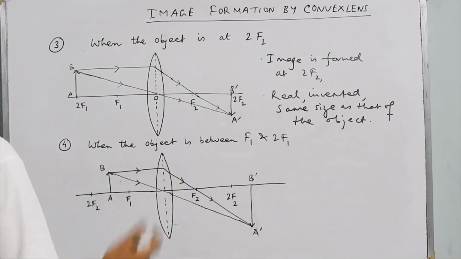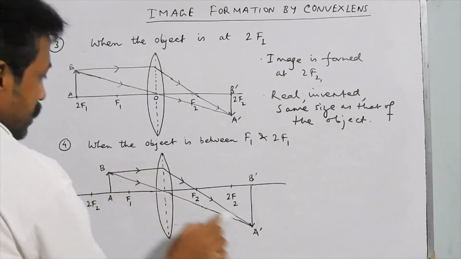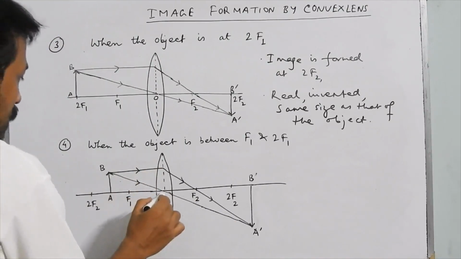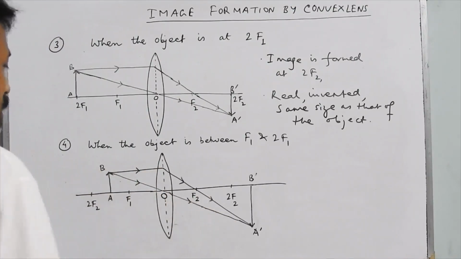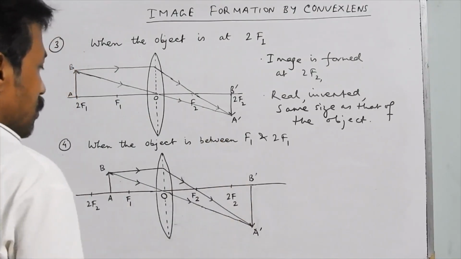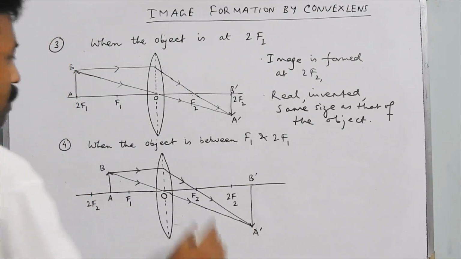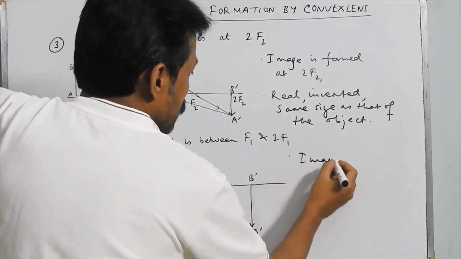So again we have taken two sets of rays: a ray parallel to the principal axis, which after refraction passes through the second principal focus F2, and a ray passing through the optical center O, which goes undeviated. These two rays meet, so that we can find the position of the image A'B' of the object AB beyond 2F2. So the image is formed beyond 2F2 in this case.